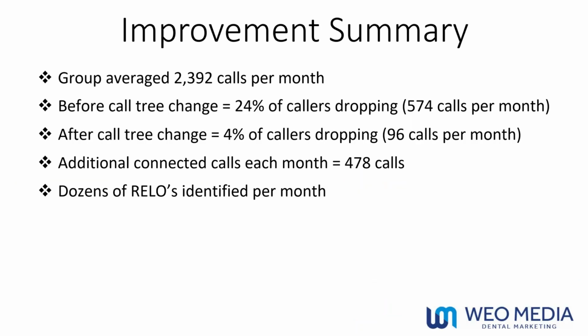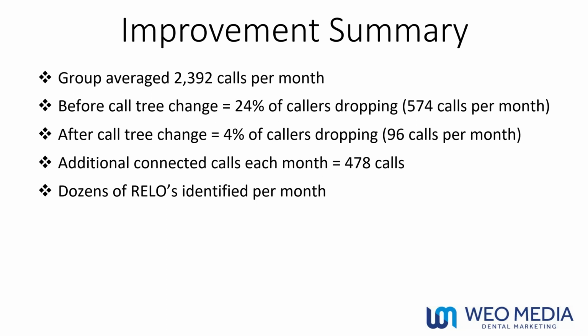If you want to look at the actual numbers, this group was averaging close to 2,400 calls per month collectively between the 6 offices. So on average, they were losing 574 calls a month that were dropping in that phone tree. After we made the change, 96. So that's 478 additional calls going through and talking to somebody.